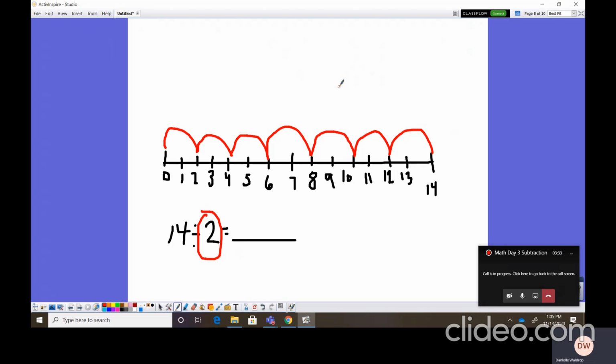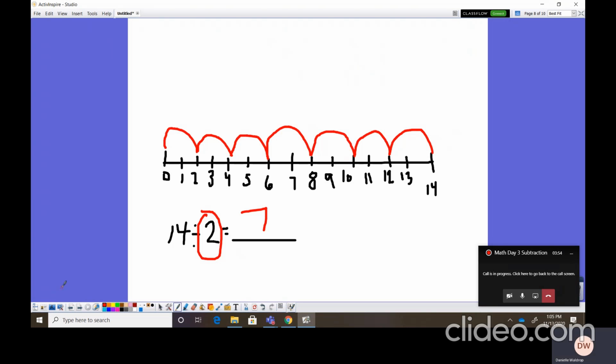All right. Once you have gotten your jumps of 2 each time, we're going to go back and count our jumps. How many hops? We're going to go back and count our hills. 1, 2, 3, 4, 5, 6, 7. I was able to take away 2 seven times. So 7 jumps. So 14 divided by 2 equals 7.